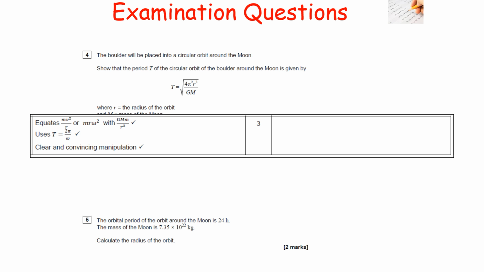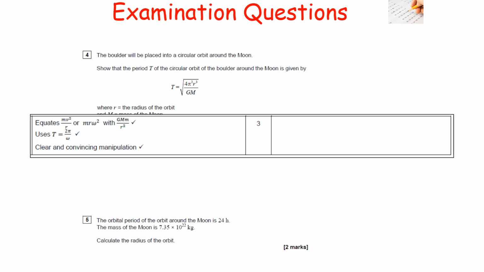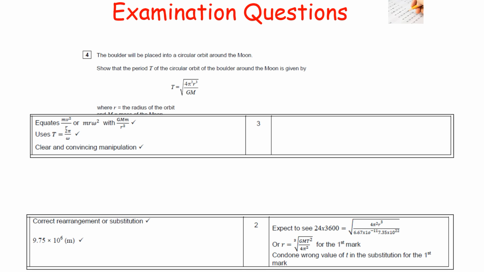Now for the second question, what we've then got to do is use that previous equation. We know what 4 pi squared is because it's just a constant. We know r cubed from the question. We know how far away it is. We know what the mass is because the mass of the moon is given in the question, and we know what G is. It's just the gravitational constant, so it's 9.75 times 10 to the 6.